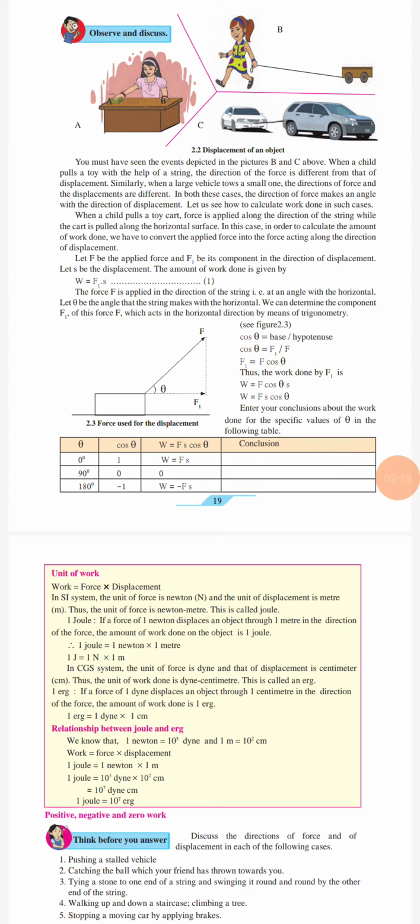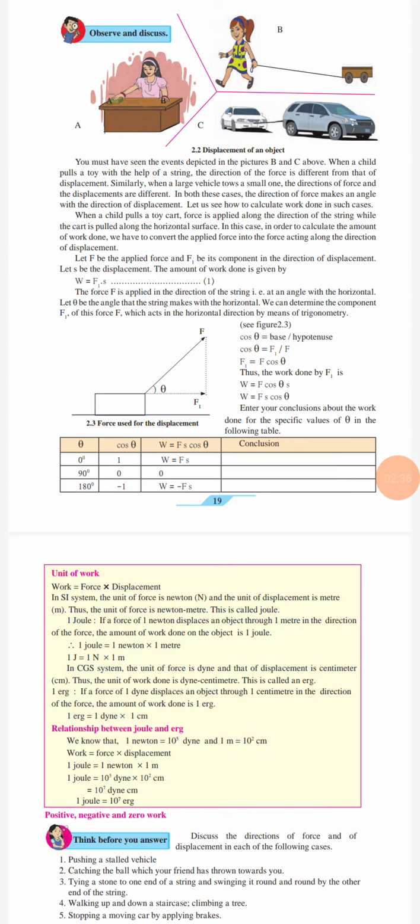So here what is 1 erg? When a force of 1 dyne displaces an object by 1 centimeter, we call that work 1 erg. So 1 erg equals 1 dyne into 1 centimeter.